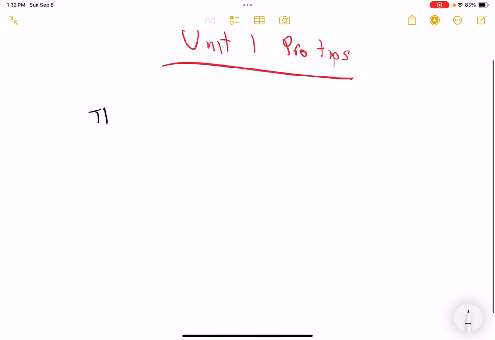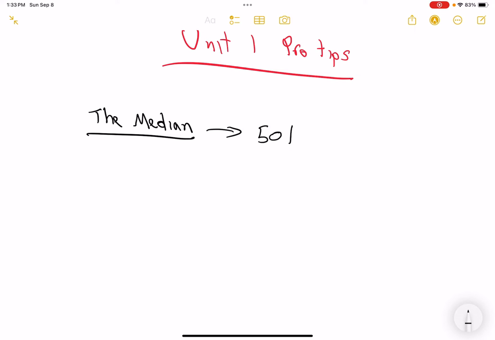One, the median. We have to keep the median in mind. We've been doing a lot with means and standard deviations, but there are a few things to remember about the median. One, the median is always the 50th percentile. Always, always, always. Why? Because 50% of data points lie before it and 50% of data points lie after it.